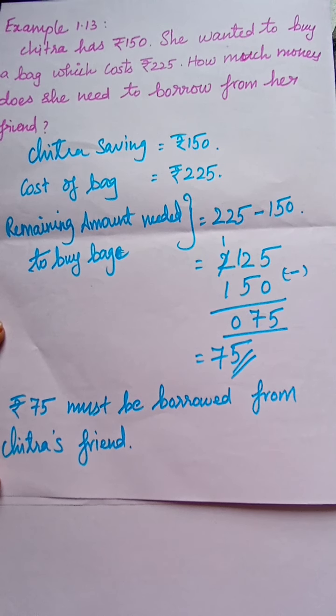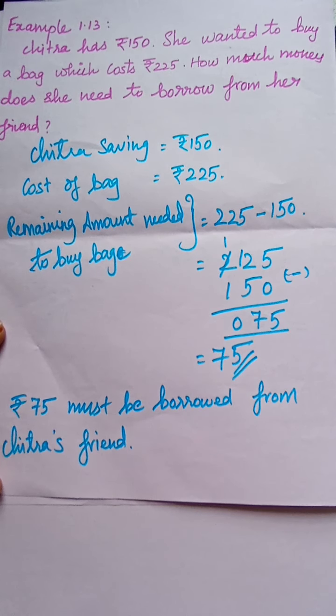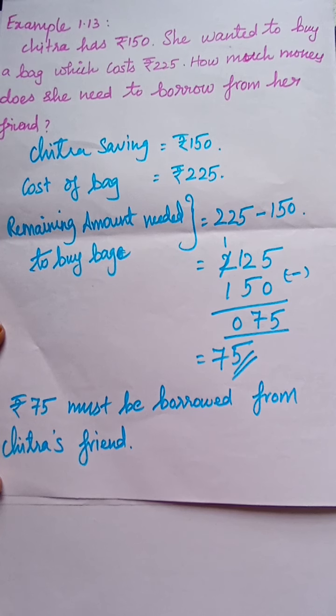Chitra has 150 rupees alone with her. She wants to buy a bag. The bag cost is 225. Right? 225 is more, and she has only 150 rupees. So while comparing that, we have to borrow money from someone. Her friend is with her, so she is borrowing from her friend itself. So how much money should Chitra borrow? We have to find it.